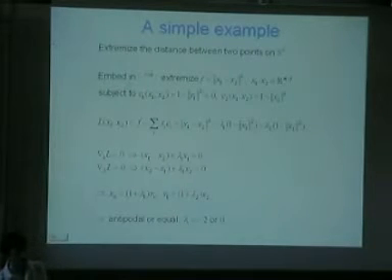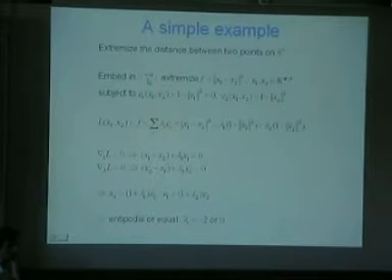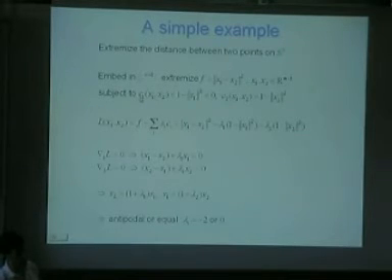And what we're going to do is embed in R to the n plus 1, so you could be in n plus 1 space. We'd like to extremize the distance between the points, subject to the fact that they both live on this sphere, which means that my constraints are that x1 lives on the sphere, that's what this says, and also x2 lives on the sphere.